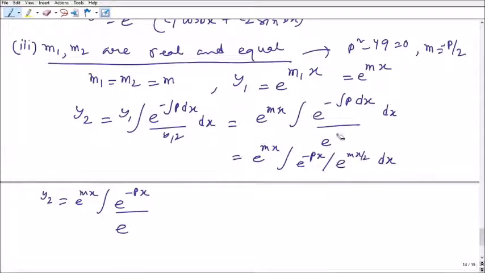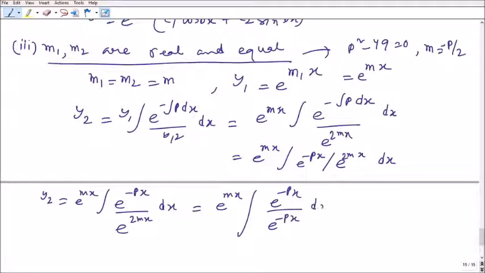This is 2mx. So integration of e to the power mx dx is e to the power mx; here m is equal to minus p by 2, that means e to the power minus px by 2 into dx, that is x into e to the power mx.